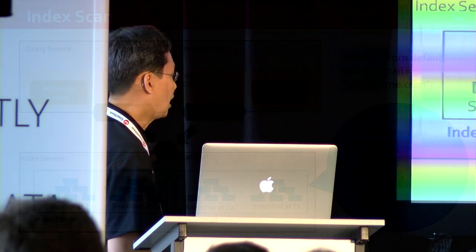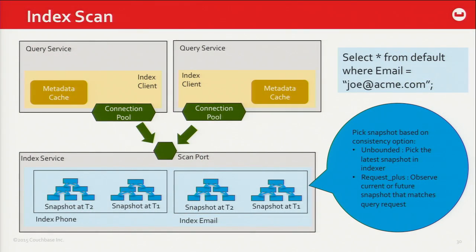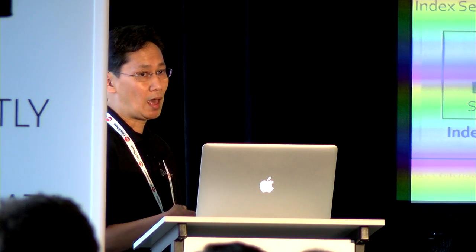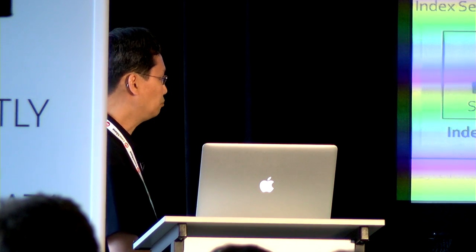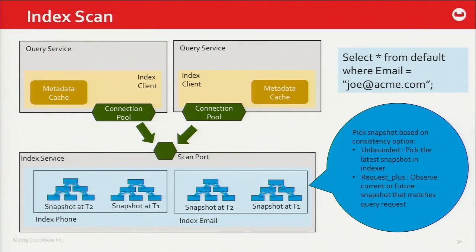On the indexer side, it receives the request from the client. The first thing it does is look at the consistency option, and from the consistency option, it picks a snapshot. There are two types of consistency option. One is called unbound. With unbound, the indexer picks the native snapshot that is in the indexer at the moment. If the consistency option is request plus, then the indexer will observe any current or future snapshot that matches the request.